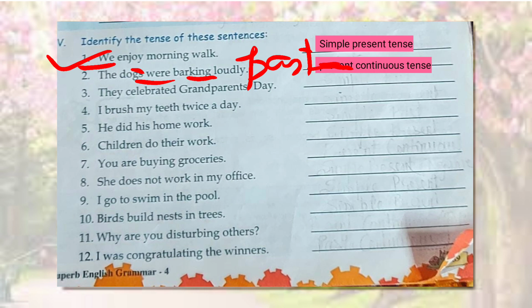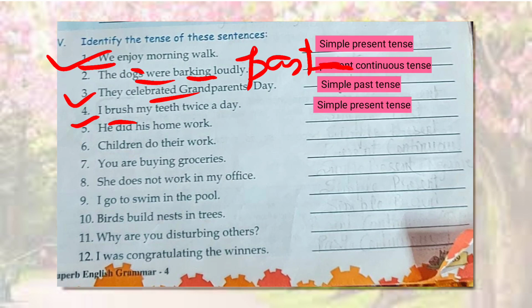The next one is they celebrated grandparents day. They celebrated, it's given in past form, so it's a simple past tense. The next one is I brush. Brush is again the first form of the verb. So which tense is it? It is simple present tense. I did, again past tense is given, do, did. So did is given here, it's a past tense, so it's a simple past tense. All right. Children do their work.